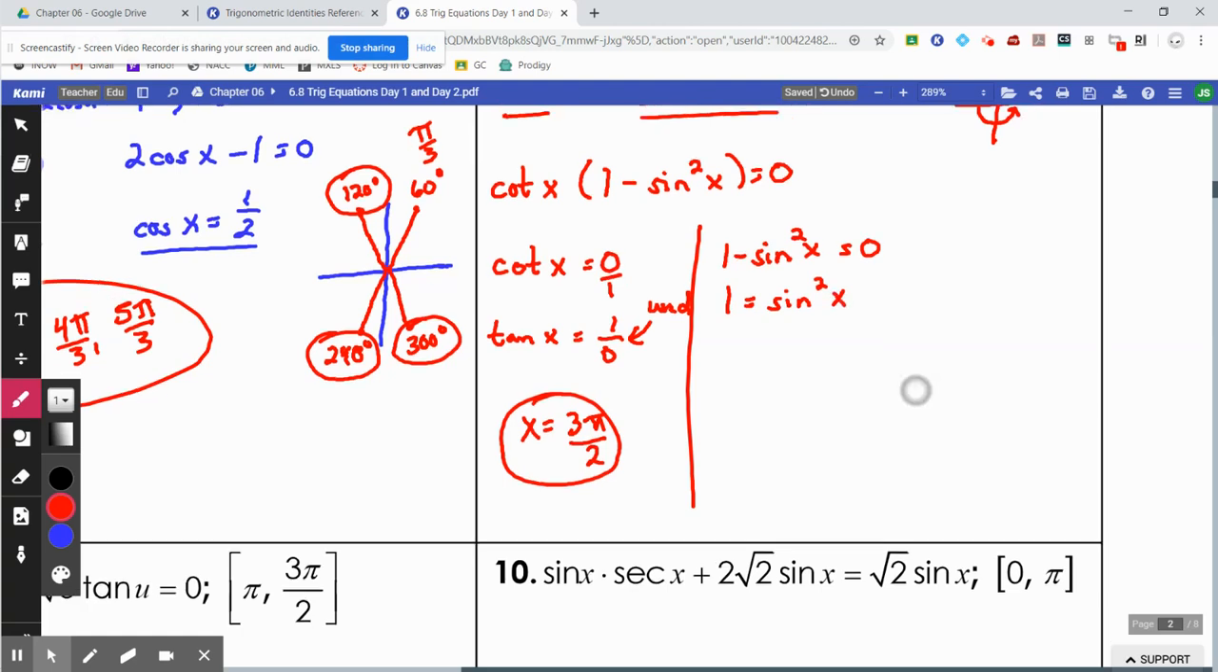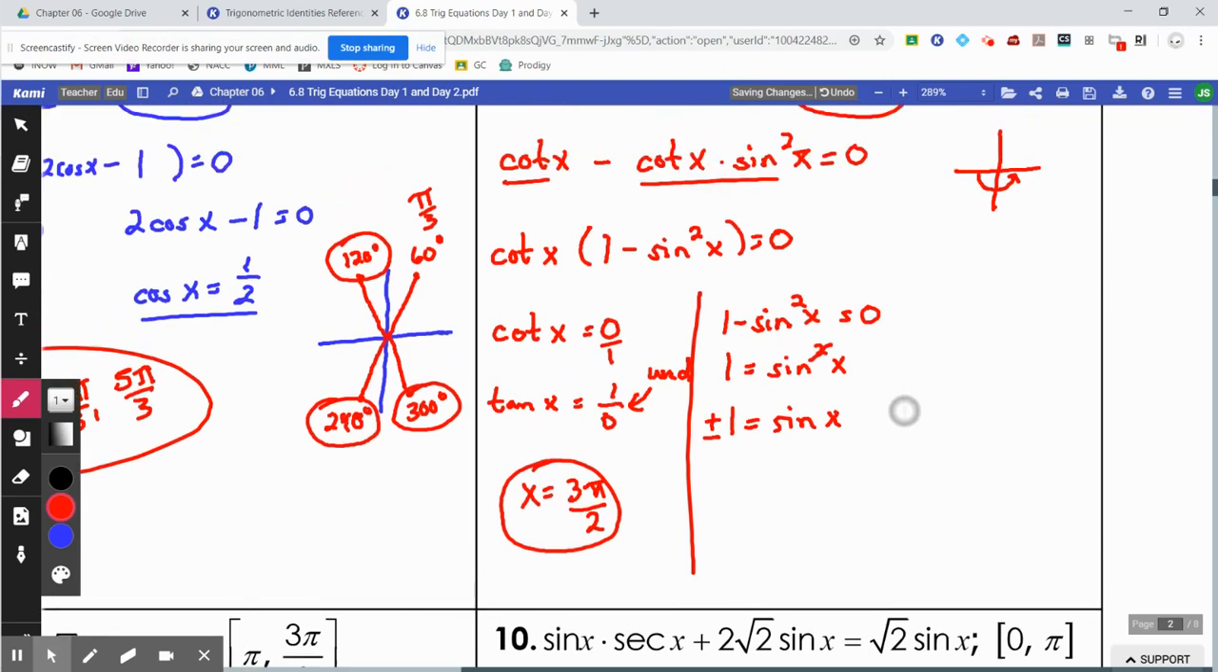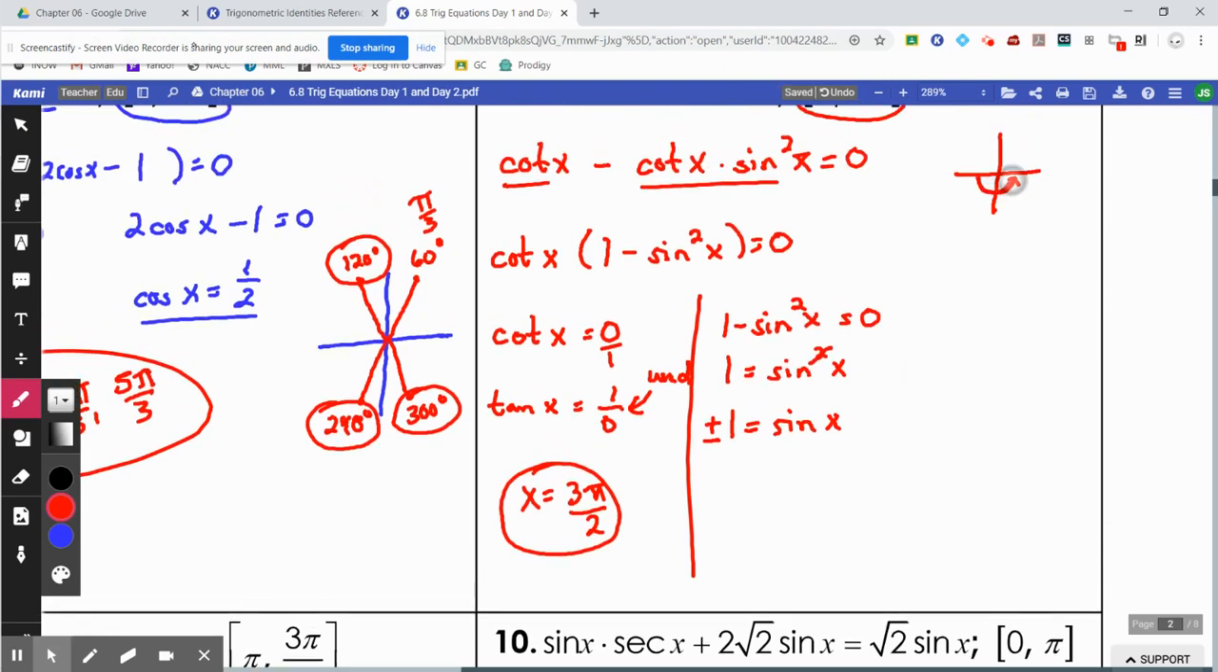Now again, you could have solved this by factoring, but I like to do it like this. To get rid of a square, let's square root. Don't forget to do plus and minus. So you get sine of x equal to positive 1 or negative 1. So therefore, and we're only looking for answers between pi and 2 pi, where is sine equal to positive 1 or where is sine equal to negative 1?